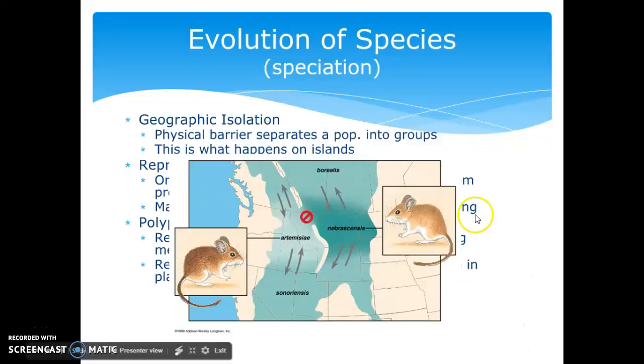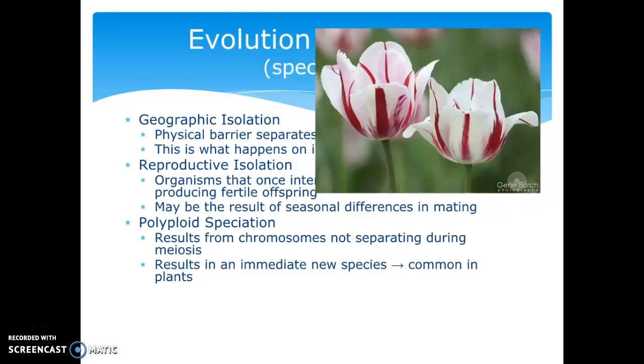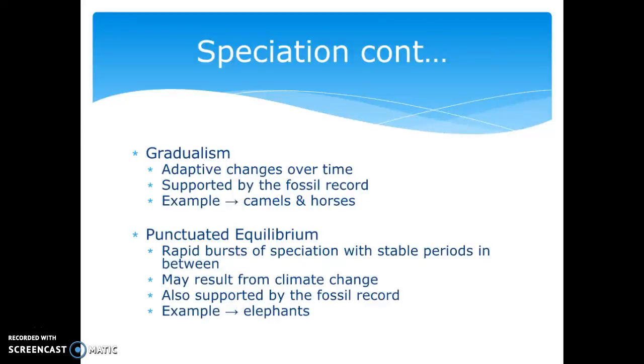So here you see an example of geographic isolation, mountain range hanging out right here that separates these two groups from these two groups. And that shows plants that have done polyploid speciation.